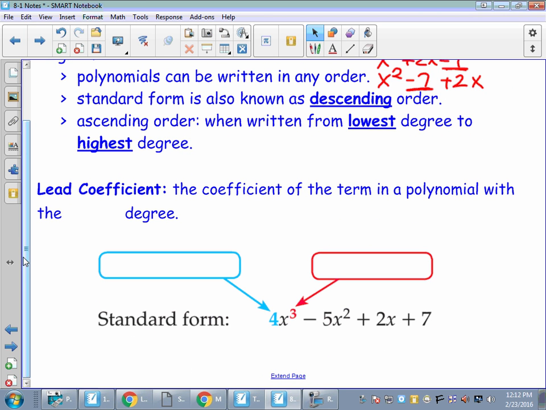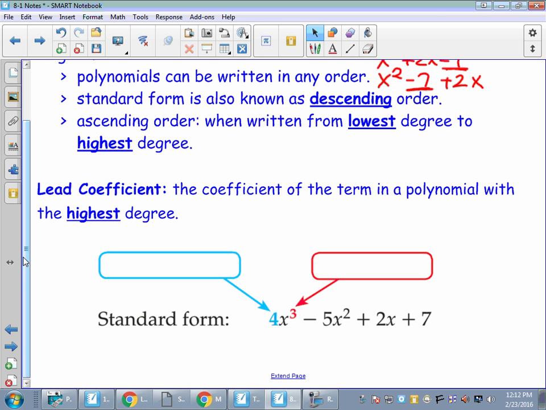Coefficient is the number in front of the term. And so the lead coefficient is the number in front of the term with the highest degree. If you look at the standard form down below, it goes from degree 3 down to 2, down to 1, down to none. 7 doesn't have a degree. It's constant.